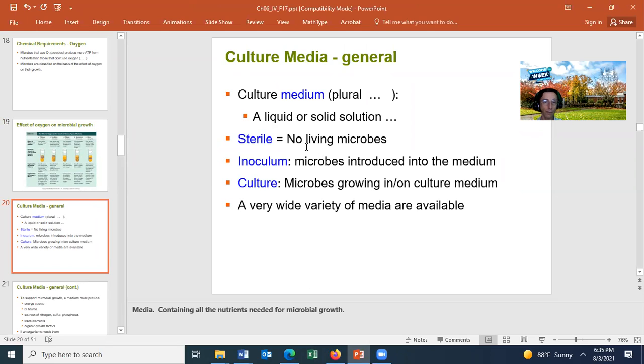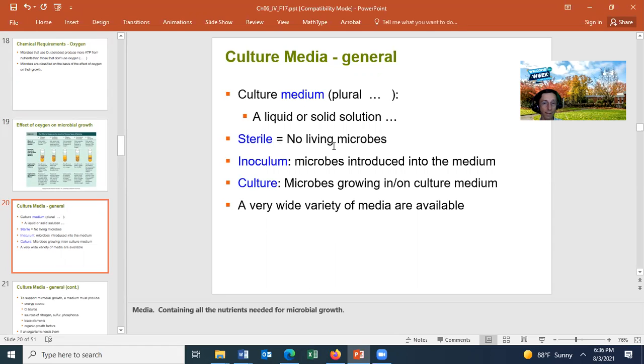When we're talking about a culture medium, we're talking about one. And then when there's more than one, we use the word media. So media is plural, medium is singular. A culture medium is a liquid or solid solution containing all of the nutrients needed for microbial growth. In the lab, generally, you'll be given a sterile culture media. That is the one that has no living microbes in it. And how we get that is we autoclave it.